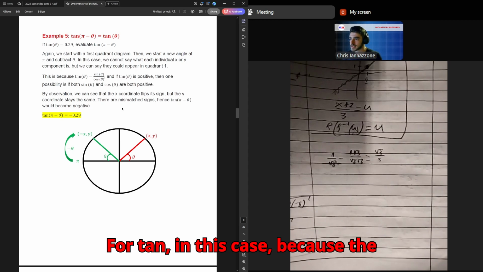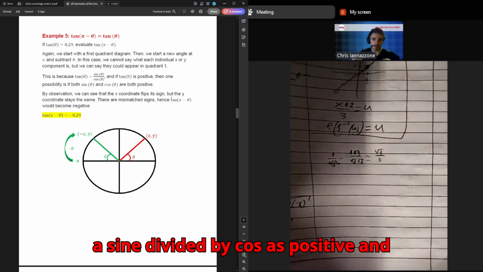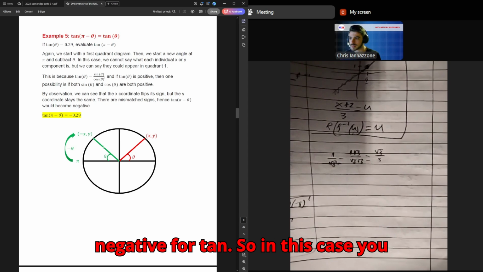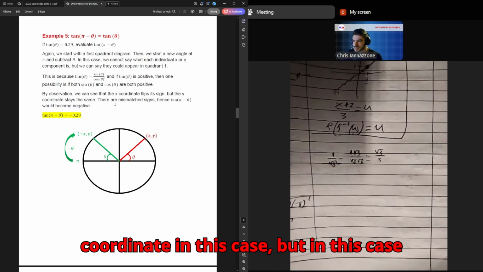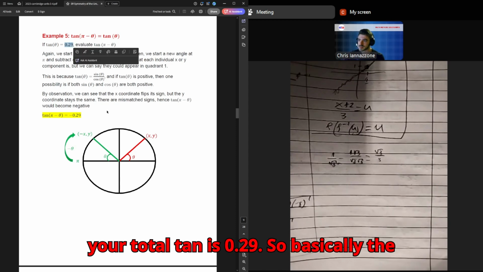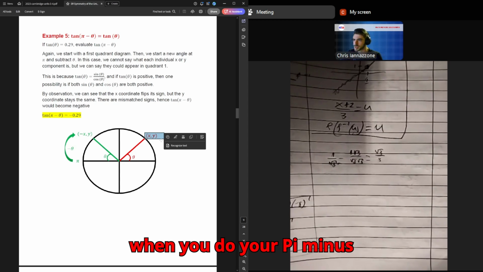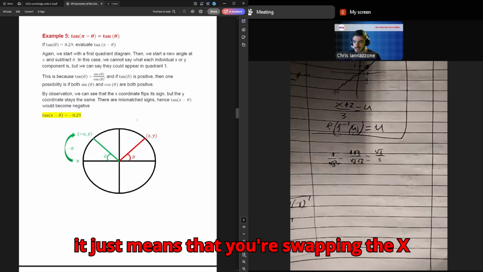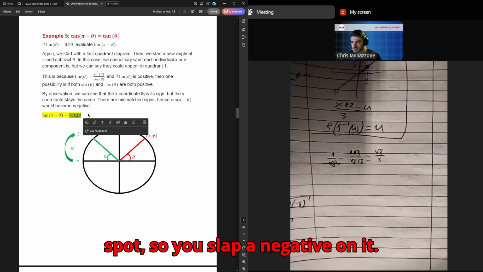For tan, in this case, because the signs are mismatched, because you've got a sine divided by cos as positive and negative, you're going to maintain negative for tan. So in this case, it's hard to label the coordinate, but you're told tan is 0.29. So basically, the ratio of these two terms is 0.29. So when you do your pi minus theta, again, starting at pi minus theta, it just means that you're swapping the x to be negative. So tan's gone from positive in this spot to negative in this spot, so you slap a negative on it.